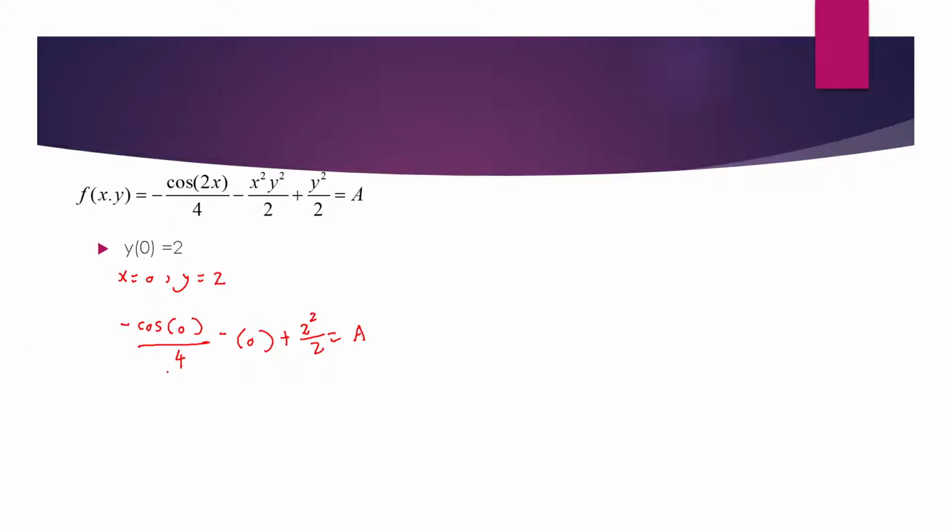So cos 0 is 1. So you have negative 1 over 4 plus 2 squared, 4 divided by 2 is 2, equal to a. So a is 7 over 4. So this is actually the general solution. Given y(0) equal to 2, meaning when x equal to 0, y equal to 2, plug in, in this case a equal to 7 over 4, we obtain the particular solution, meaning substitute a equal to 7 over 4 into the general solution.